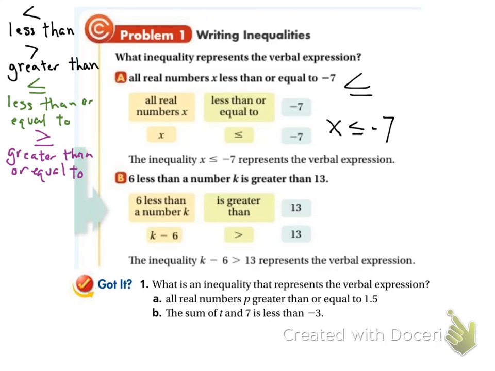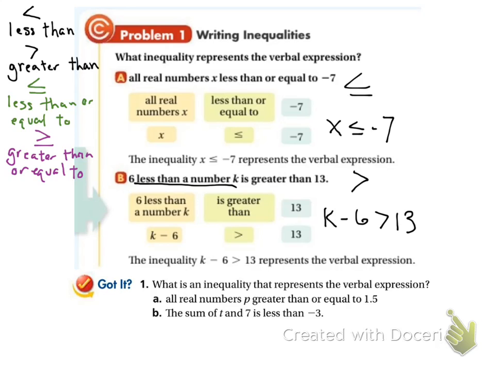6 less than a number k, that's the whole phrase, is greater than, so we're using the greater than 13. So remember, less than means I'm subtracting from it. So this is k minus 6 is greater than 13.